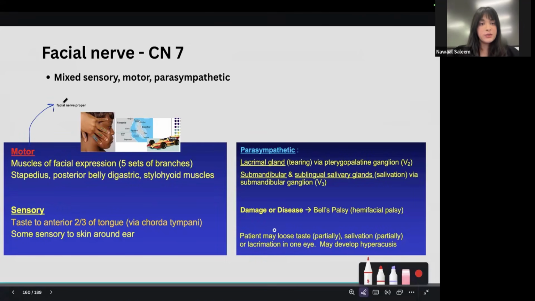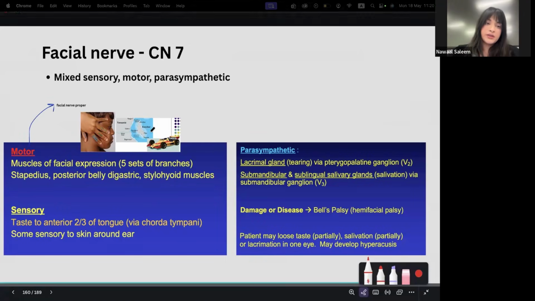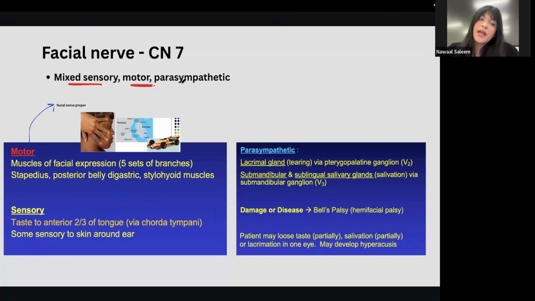Moving on to the last nerve, which is the facial nerve, cranial nerve number 7. So this is sensory, motor, and parasympathetic. There's a lot going on there. So motor to the muscles of facial expression. Okay? It also supplies the stapedius, posterior belly of digastric, and the stylohyoid muscle. Sensory is taste to the anterior 2/3 of the tongue via the chorda tympani, and some sensation of the skin of the ear, don't worry about that.